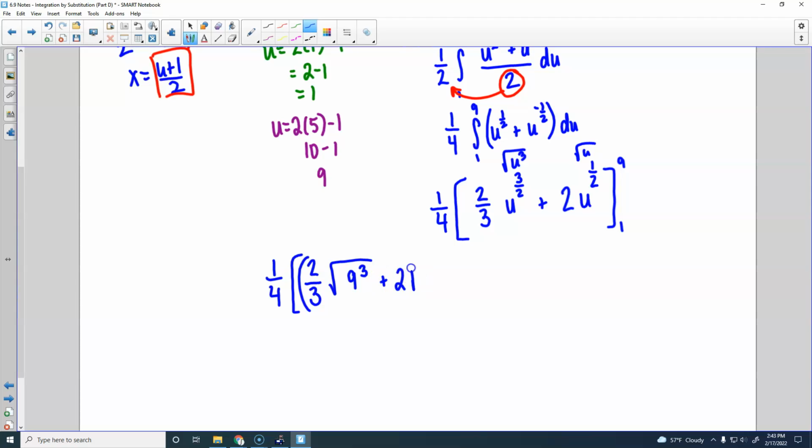Plus 2 square root of 9. Minus, and these parentheses I'm putting here are important because you have a minus sign in between. So if you don't distribute that negative correctly, you're going to miss it. So we need 2/3 square root of 1 to the 3rd plus 2 square root of 1.